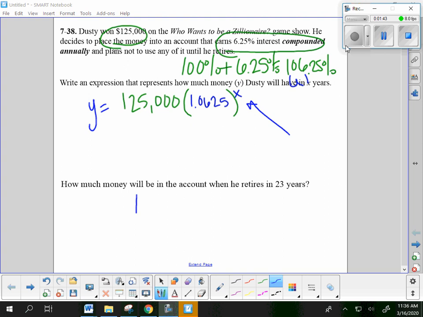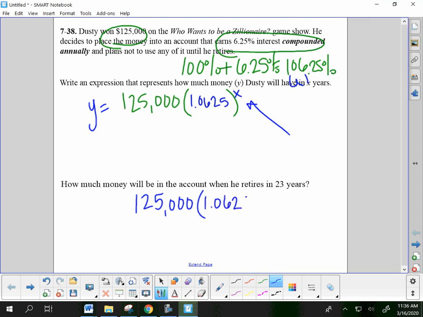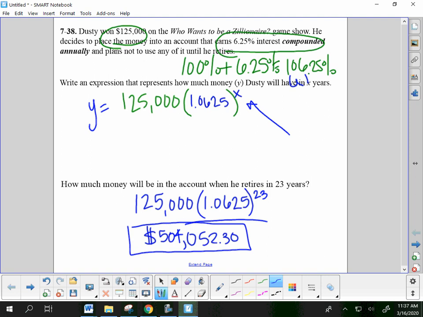So you want to use your calculator and plug in $125,000 times 1.0625 to the power of 23. And what that tells the calculator is you're going to keep multiplying by this 23 times. And you should get an answer of $504,052.30. So all total, $504,052.30 is how much is in Dusty's account when he retires in 23 years.